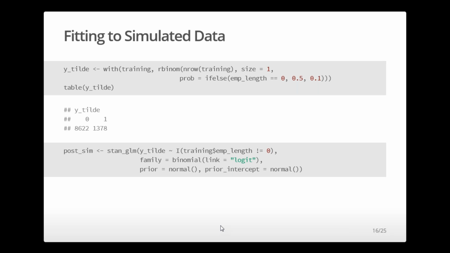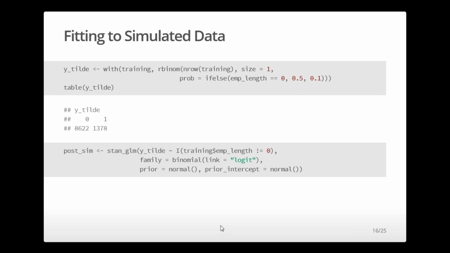So what this line with the prob argument says is that if the person's employment length is 0, which is to say they don't have a job at the time of the loan, I'm going to assign them a 0.5 probability of defaulting on the loan. But if the person has a job, which is to say employment length is greater than 0, then I'm going to assign them a lower probability of defaulting on the loan, specifically 0.1.